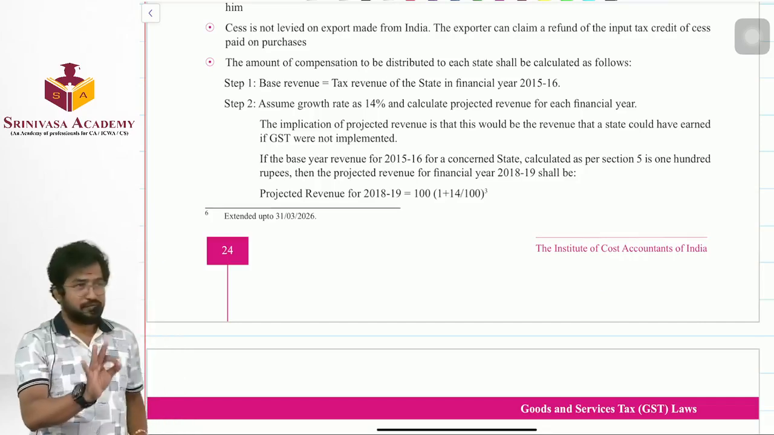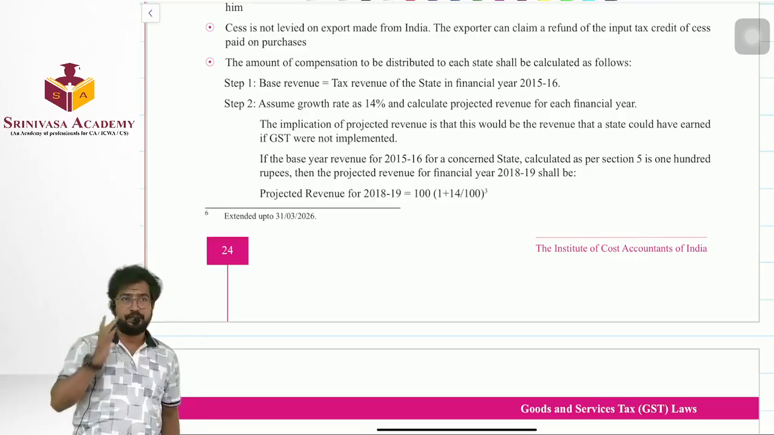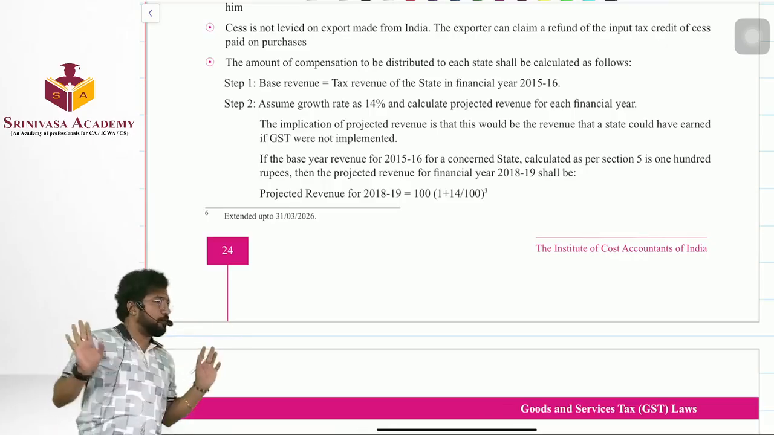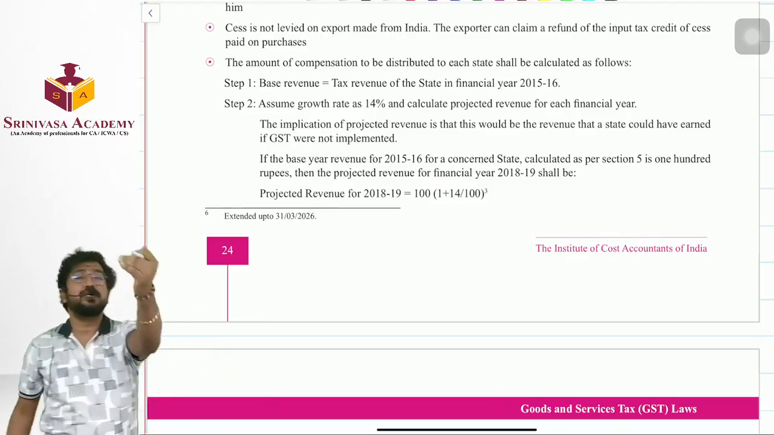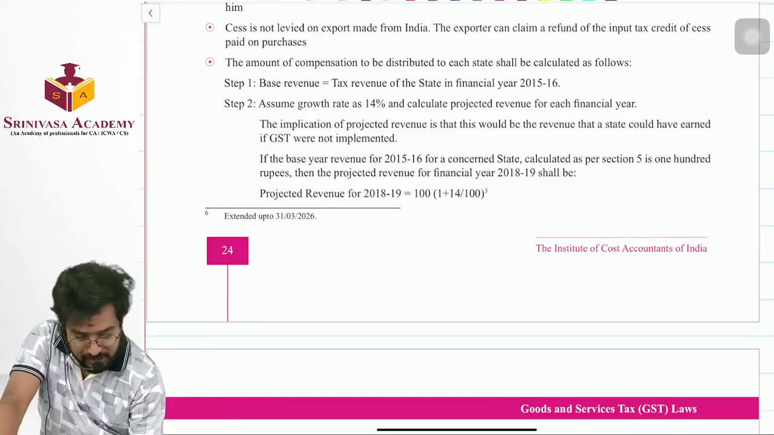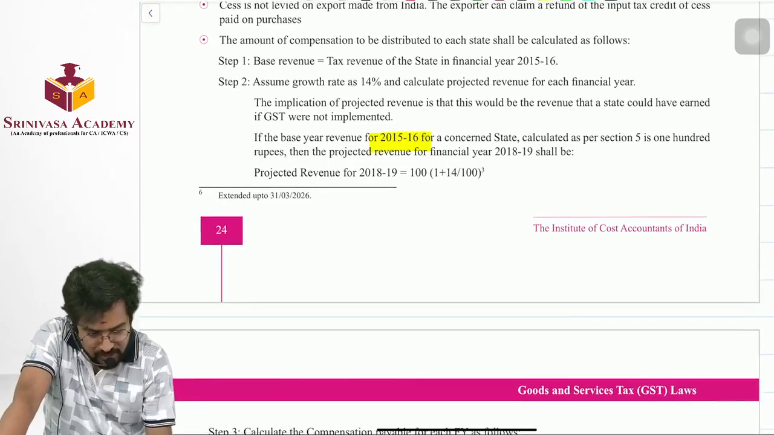Because of the introduction of GST, states were afraid that they would lose revenue. For that, the central government has promised: if you lose revenue, we will compensate you. Sir, how will you know whether we have lost revenue or not? You take a base year. This is not an example, this is the fact. Base year 15-16.